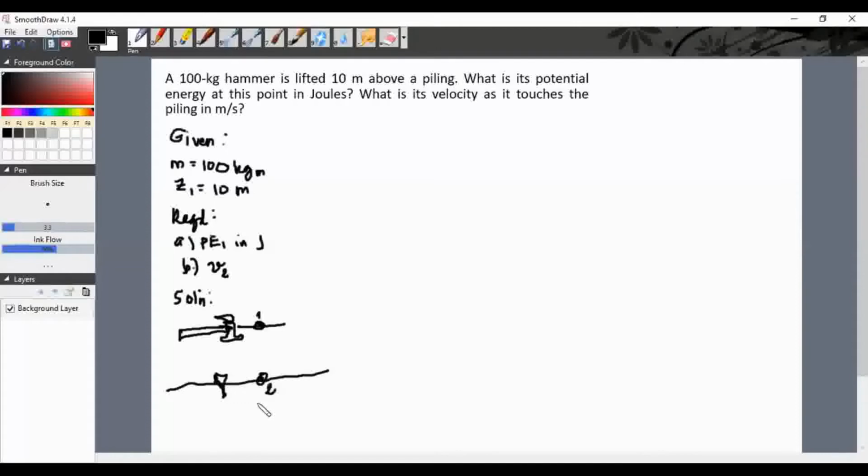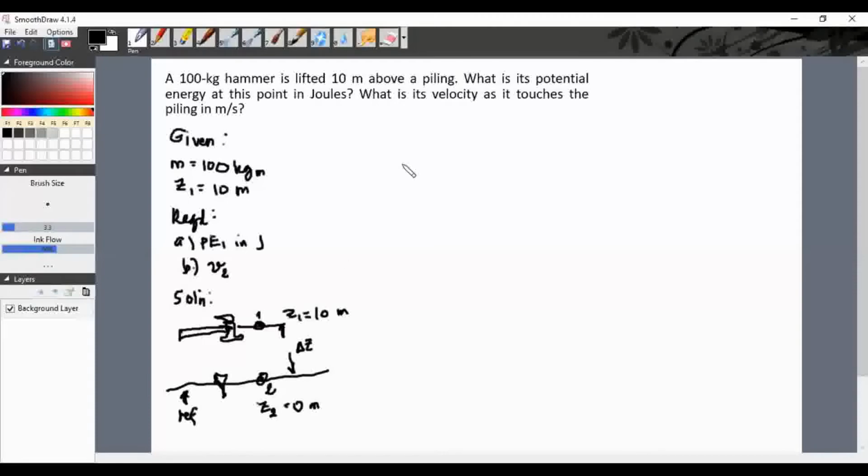Of course, if we make this the reference, Z2 will automatically be 0, its elevation. And then at point 1, you have Z1 of 10 meters. Of course, the distance from point 1 to point 2 is your delta Z.